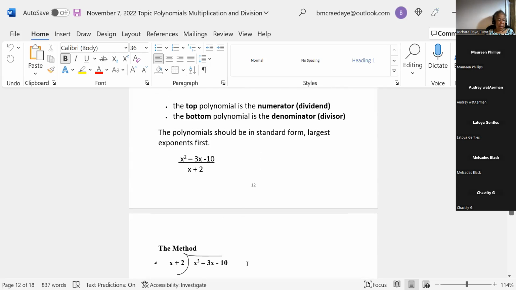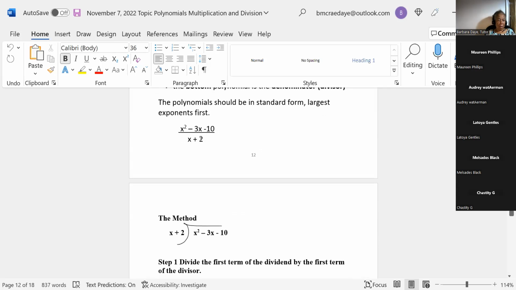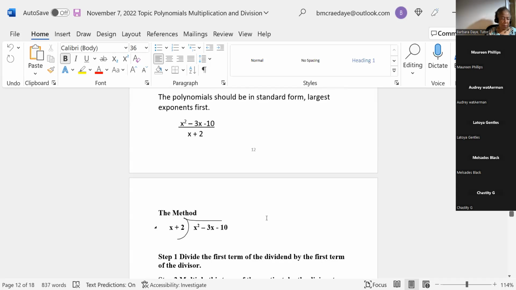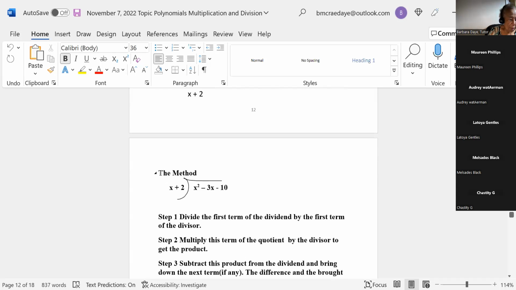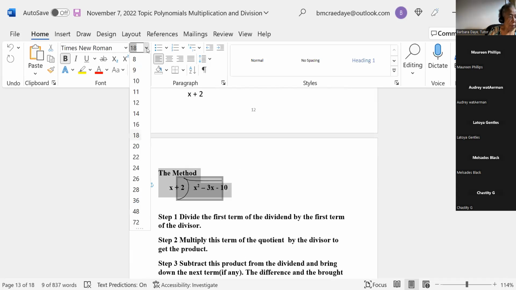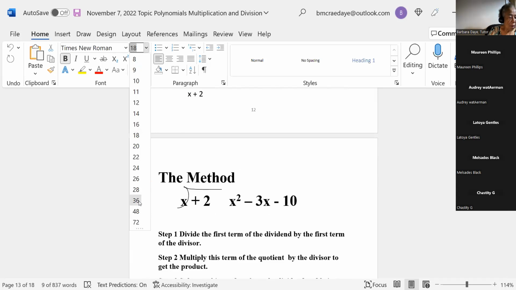So, polynomials divided by a monomial, one term. You take the first term in your divisor and divide that into the first term in your dividend. And then you do a little multiplication. Okay, let me make this bigger. See if I can make that bigger. Okay.